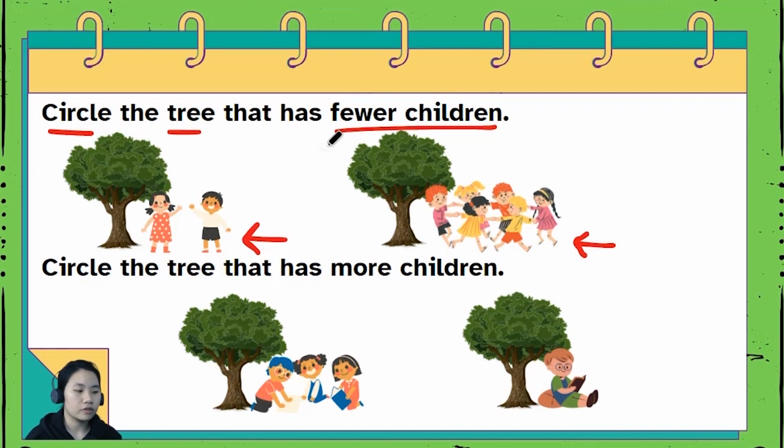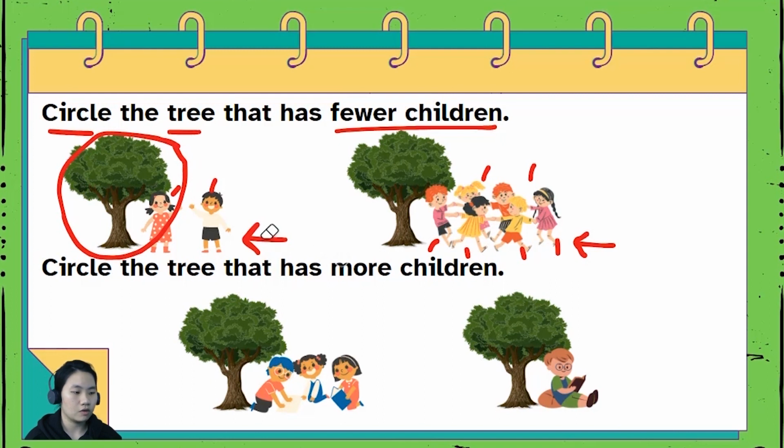Circle the tree that has fewer children. Well, we have a bunch of children over here. We have 1, 2, 3, 4, 5, and 6. Over here, we only have 2 children. 1, 2. So circle the tree that has fewer children. It would be this tree. Okay, let me erase all of these so you can see them easier.